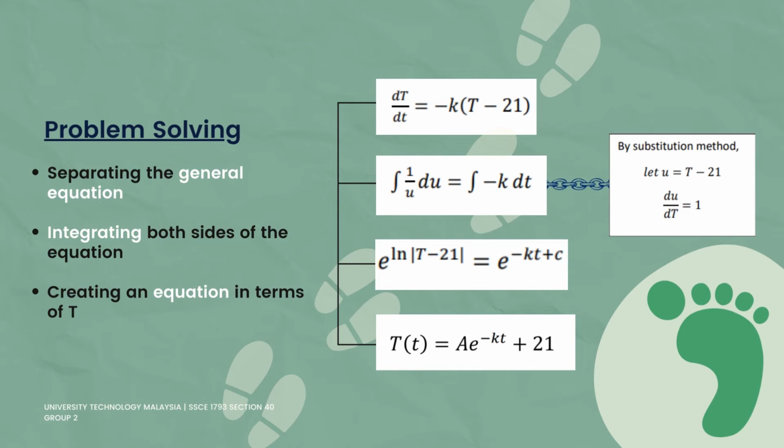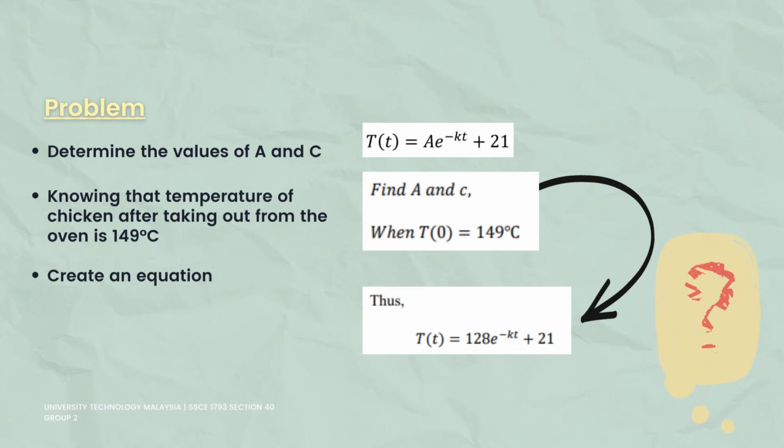How do we solve this problem? Firstly, separate the general equation, then integrate both sides of the equation. As a result, we are able to create an equation in terms of T, temperature. To determine the value of constants A and C, use the data that have been given to us. Knowing that the temperature of the chicken after taking out from the oven, which is when time t equals 0, is 149 degrees Celsius, substitute the values into the equation to find A and C.